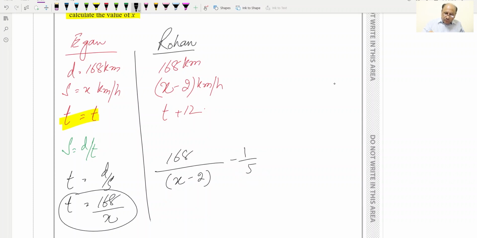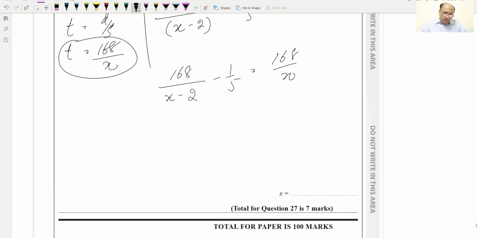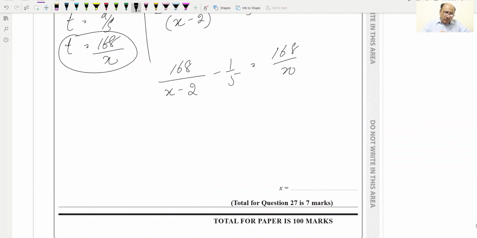From where we got this 1 by 5? This will be 12 over 60. This is 12 minutes, so minutes will be divided by 60 to change into hours, and this will be 1 by 5. So 1 by 5 time we have basically subtracted. So now we can equate the equation. So these two times, this will be 168 over x minus 2 minus 1 over 5 will be equal to 168 over x, and now we can solve this and find the value of x.